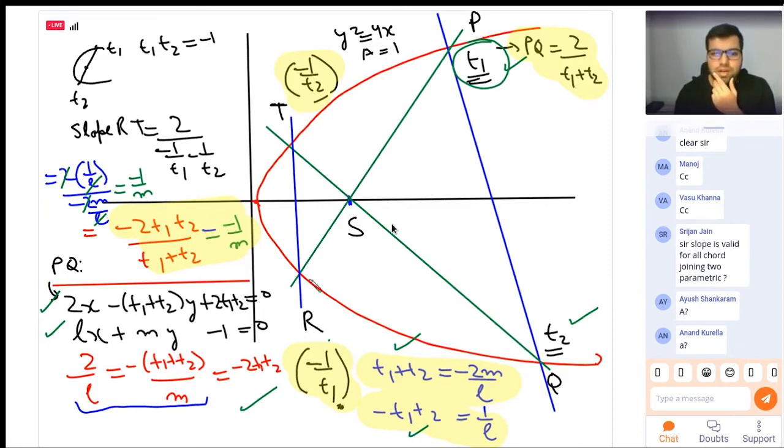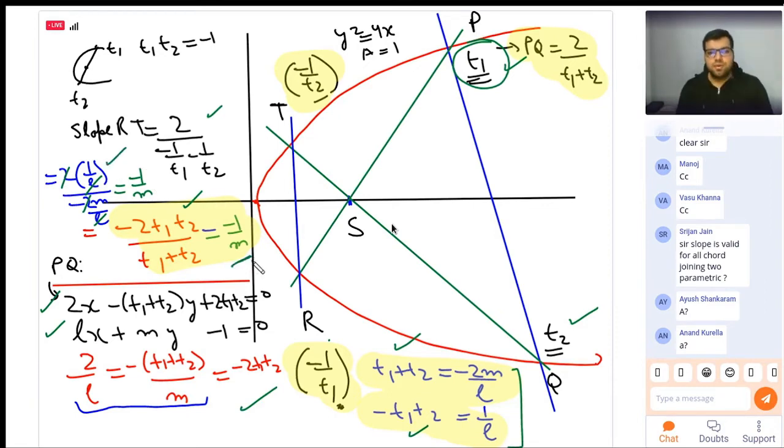Now about RT, I could say the slope is always 2 over T1 plus T2. So here instead of T1 plus T2, we had minus 1 by T1 and minus 1 by T2. The slope became 2 over this thing, and I had to find the value of minus 2 T1 T2 over T1 plus T2. So I used these values, put them over here, and got the final answer as minus 1 by M.